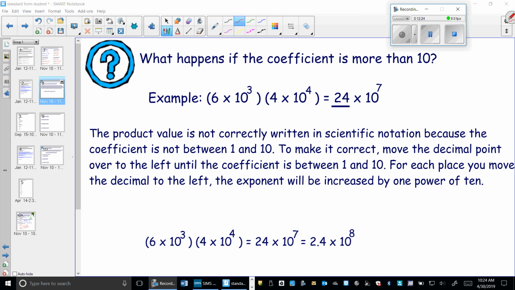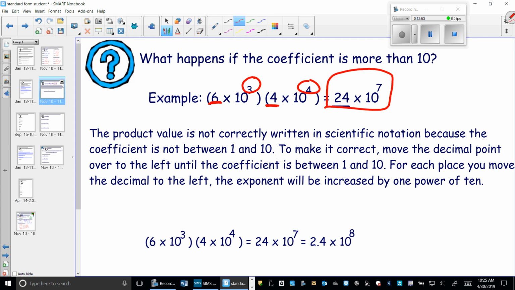Right, okay, now it says what happens if the coefficient is more than 10? And so these are the kinds of questions that start to get a little bit trickier but not lost. Okay? So here's our example, 6 multiplied by 10 to the 3, and then 4 multiplied by 10 to the 4. So the normal rules, we would multiply our two numbers, 6 multiplied by 4, and then we would add our powers and get 7. And we would be very happy with ourselves to say, there we go, that's our answer.